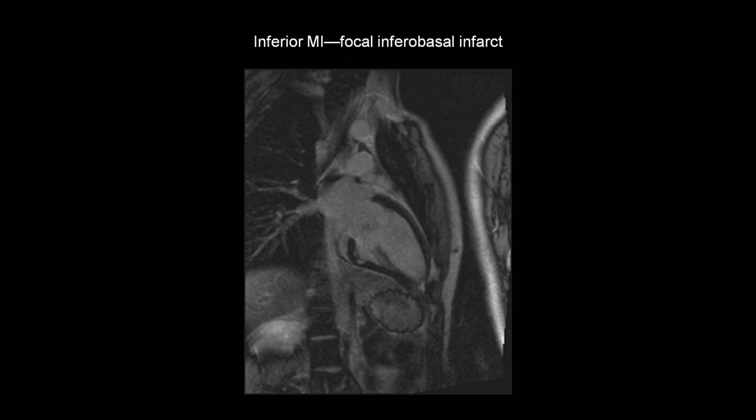So here's an example. This is a patient who has had a focal infrabasal infarct as a consequence of an inferior myocardial infarction. So this is a two-chamber view of the heart. The left ventricle and left atrium are here. This is the anterior wall, apex and inferior wall of the left ventricle. And we can see this patch of bright material here. This is late gadolinium enhancement in the infrabasal segment of the left ventricle. And we can see quite clearly how it extends from the subendocardium outwards. So this is classical of a myocardial infarction.